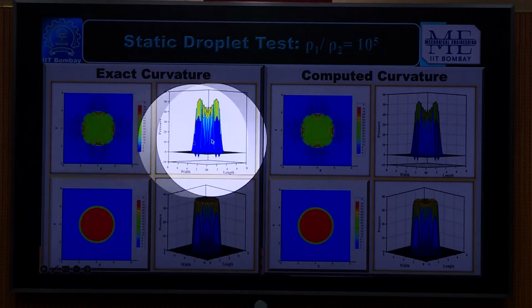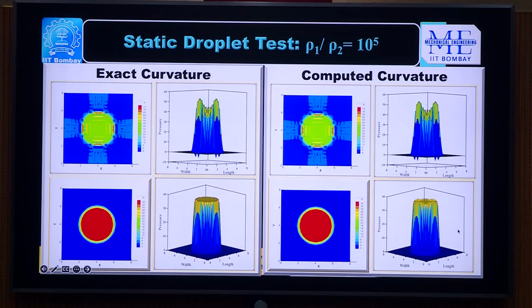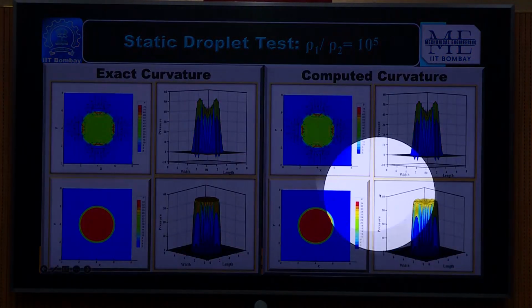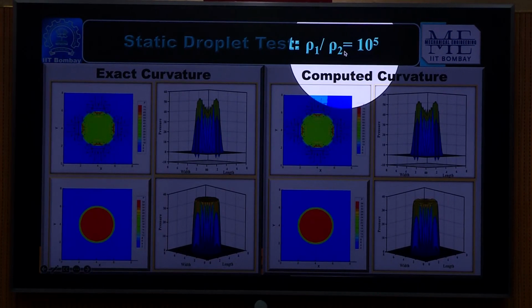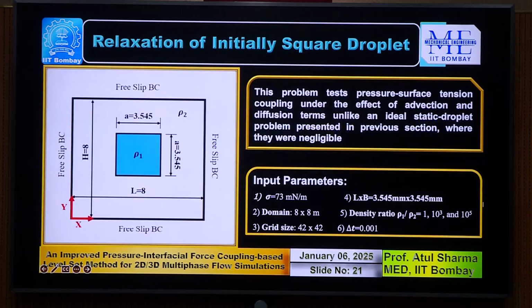The first row is the traditional method. The second row is the improved method. Also note that the result which I am showing you is for the density ratio of 10 to power 5, which is the most severe case.